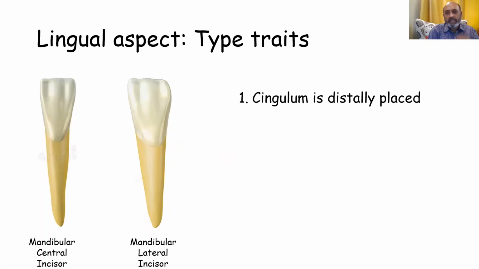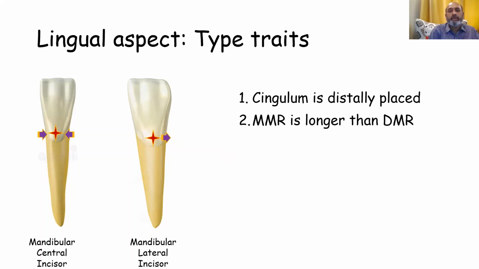Coming to the lingual aspect, the cingulum is distally placed in the lateral incisor, while in the central incisor it is well centered. The mesial marginal ridge is longer than the distal marginal ridge in the lateral incisor, while in the central incisor, both of them are of the same length.